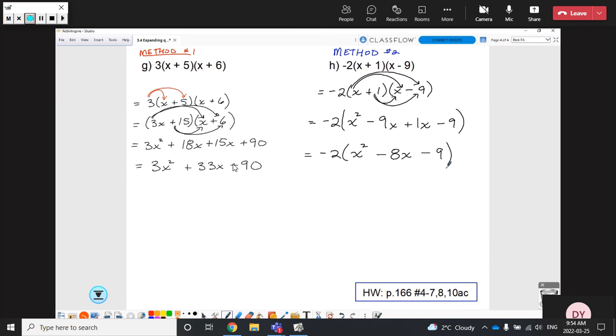If we were just doing FOIL with no number out front, that's what we would end up with. But because we do have a number out front, we just do a triple distribution. Negative 2 times this, negative 2 times that, and negative 2 times that. So we go negative 2x squared. Now, negative 2 times negative 8 is positive 16x, and negative 2 times negative 9 is positive 18.